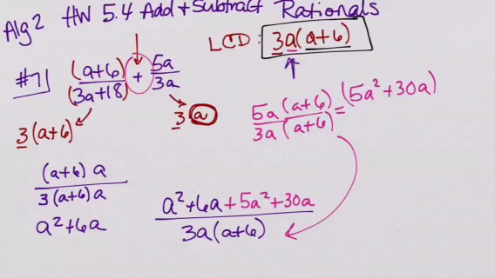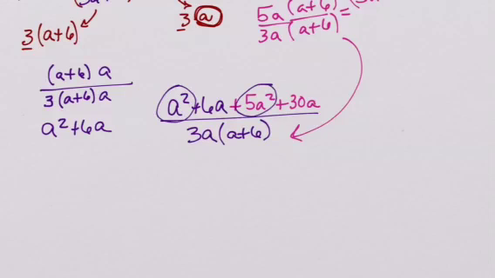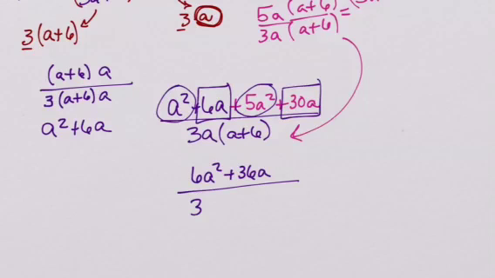Now I just have one big fraction that I want to combine like terms on the top and see if I can simplify this thing at all. Right here I have a squared + 5a squared, so I'm going to have 6a squared. Then I have 6a + 30a, so I'm going to have plus 36a. That's still all over the exact same denominator. Notice, though, that these on the top are stuck together. They're not being multiplied, so you cannot cancel out part of one of them. They have to stay together.